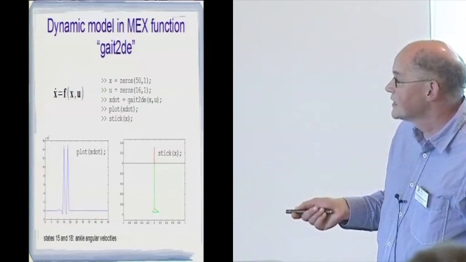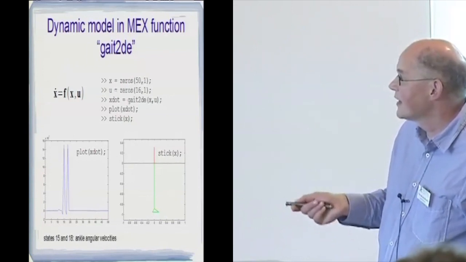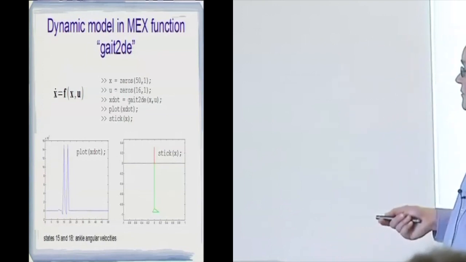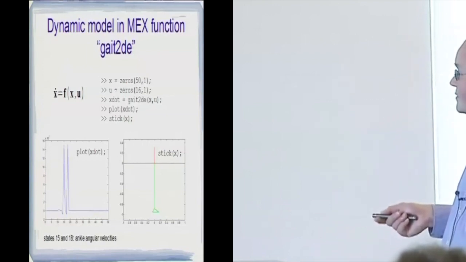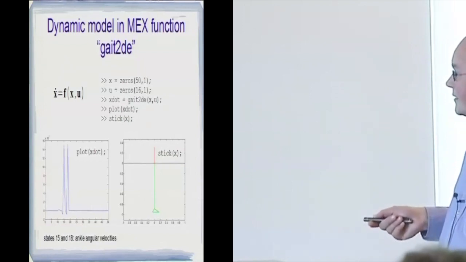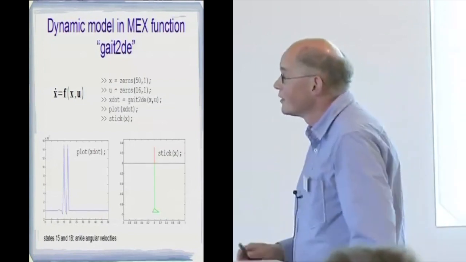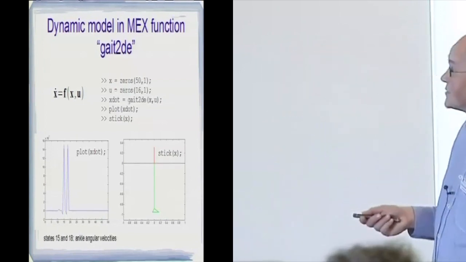For states 15 and 18, I get extremely high state derivatives, and it's because these are the ankle angular velocities. The ankle is very far below the ground, so we get very high ground reaction forces, and that's a very high angular velocity. It's just to show a little bit of understanding of what this does.